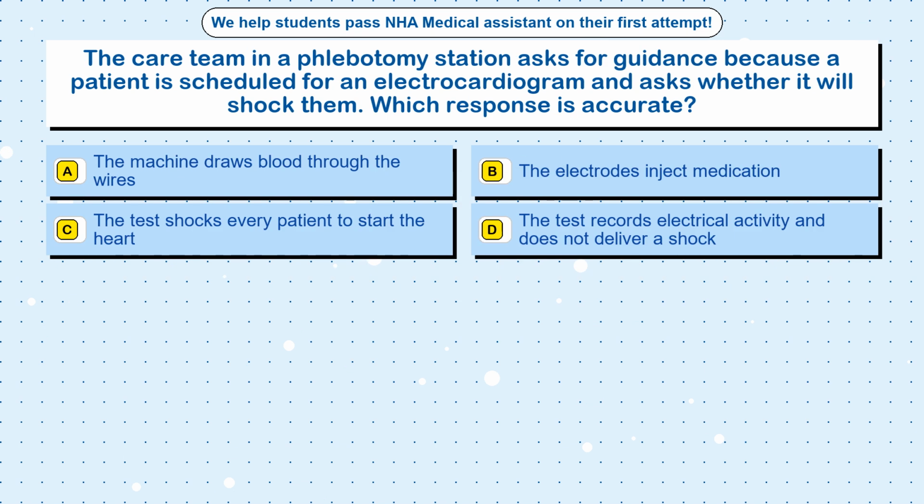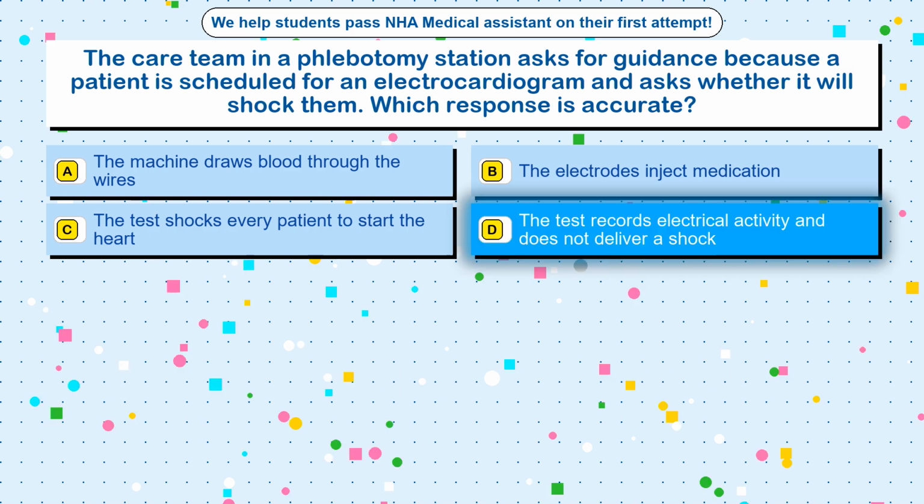Question 47. The care team in a phlebotomy station asks for guidance because a patient is scheduled for an electrocardiogram and asks whether it will shock them. Which response is accurate? Option A. The machine draws blood through the wires. Option B. The electrodes inject medication. Option C. The test shocks every patient to start the heart. Option D. The test records electrical activity and does not deliver a shock. The correct answer is option D.